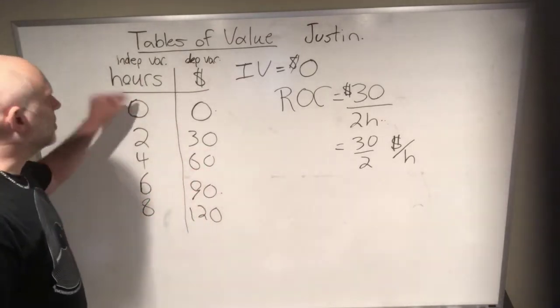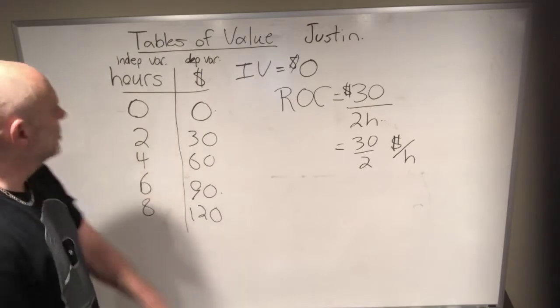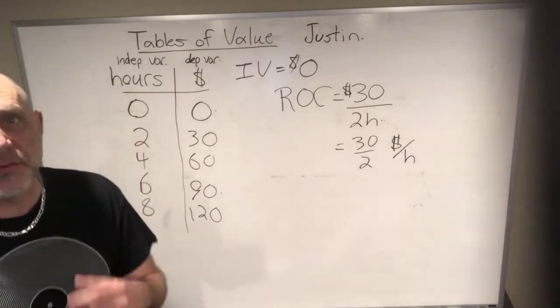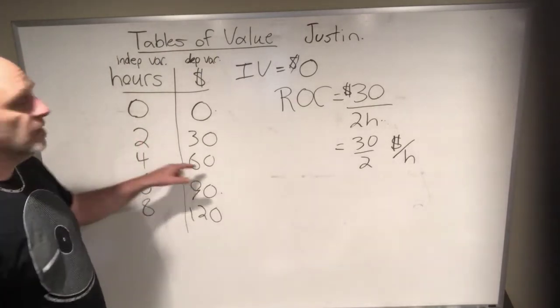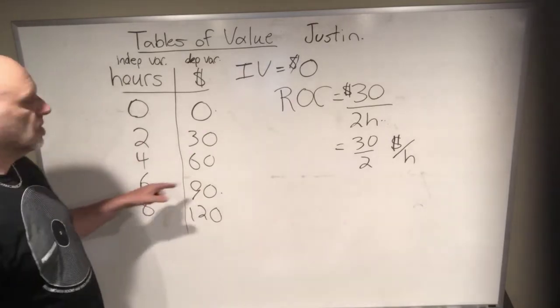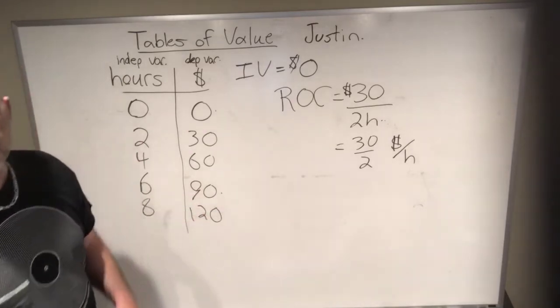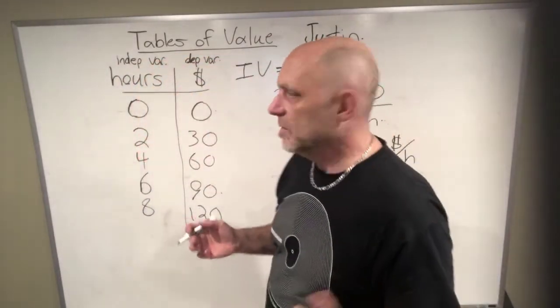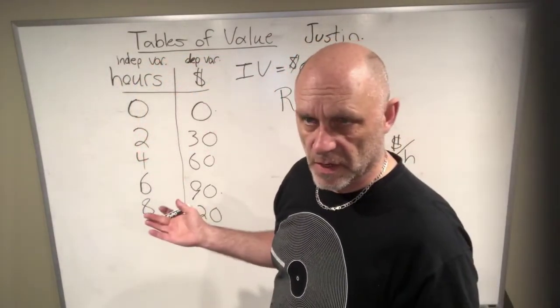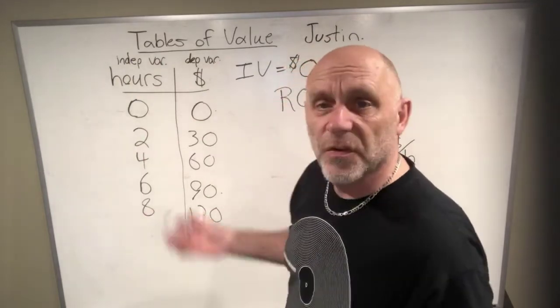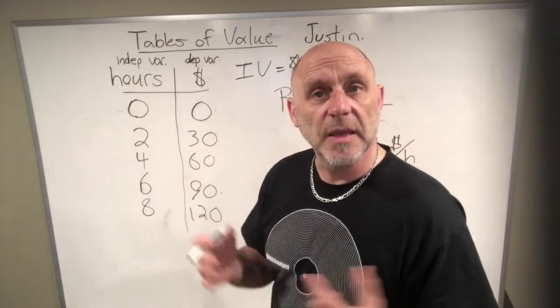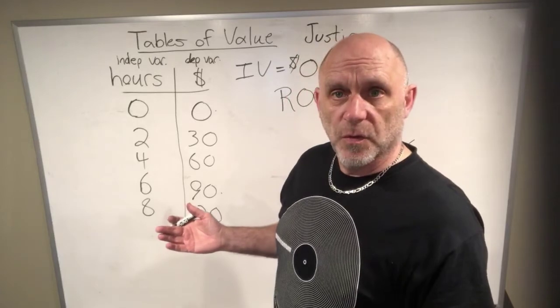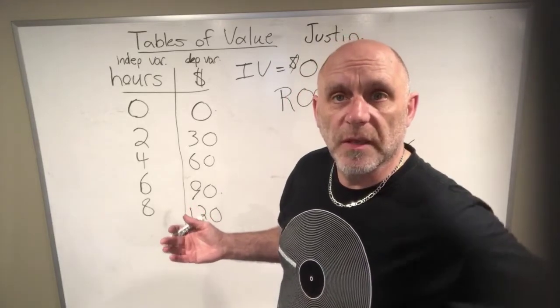If you work 0 hours, you make nothing. So when Justin works 2 hours, he makes $30. 4 hours, he makes 60. 6 hours, 90, etc. You may think, why do I need all this mathematical nonsense when I can just see he makes $15 an hour? We're starting off with a very easy example. It can get much more difficult, so we learn the tools of something easy first.